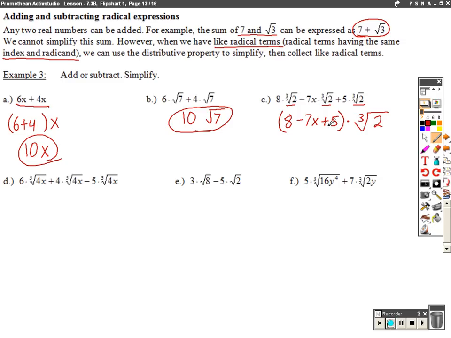I have some like terms to collect in here. 8 plus 5 is 13, so I'd be left with, in standard form, negative 7x plus 13, keeping that in parentheses, times the cube root of 2.